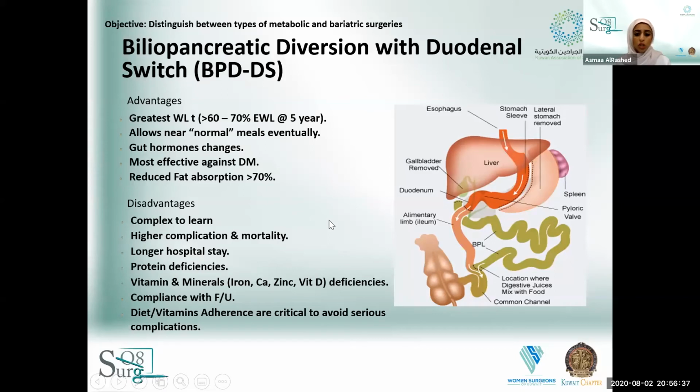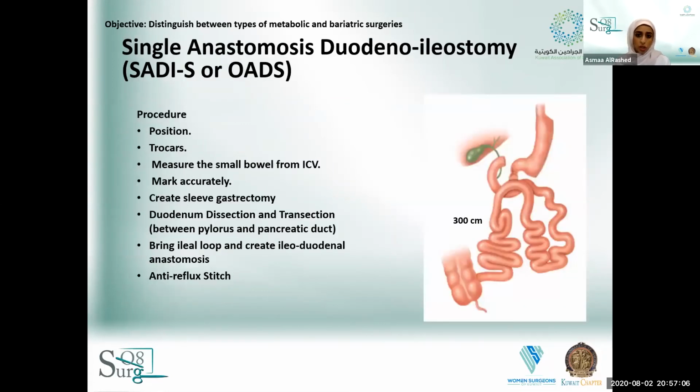The BPD-DS is actually one of the best, has the best rates for diabetes resolution, and sustaining that as well, more than the Roux-en-Y gastric bypass. But as we said, it's very complex to learn, has 2 anastomoses as well. Patient would stay a bit longer. It's done laparoscopically now, so usually up to 4 days. Most of them are discharged by that time. But it also needs very close follow-up because there are rates of protein deficiency that can happen in the long term. Now, moving on to the new procedures.